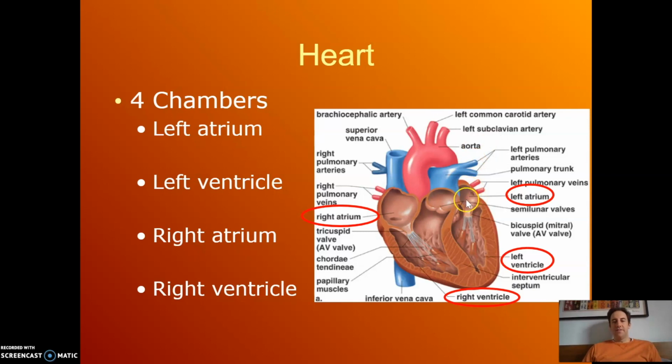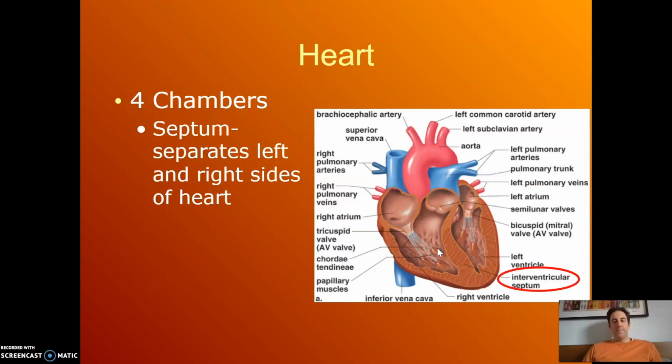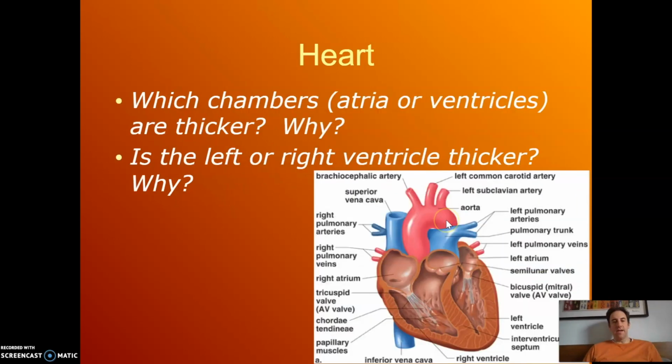So to look more closely at the heart, there are 4 chambers. There's the left atrium, the left ventricle, the right atrium, and the right ventricle. You'll notice that the atria, being the plural form of the word atrium, are on the top of the heart, the ventricles are on the bottom of the heart. And then you'll notice that there's a septum that separates these out.